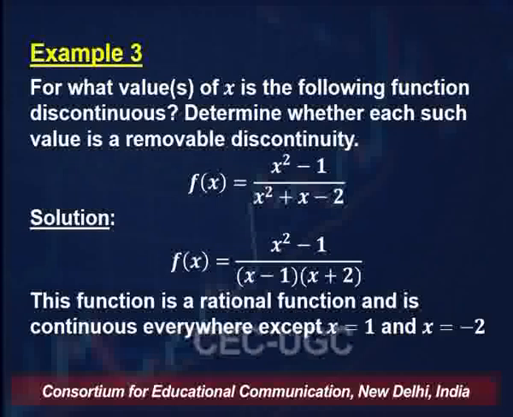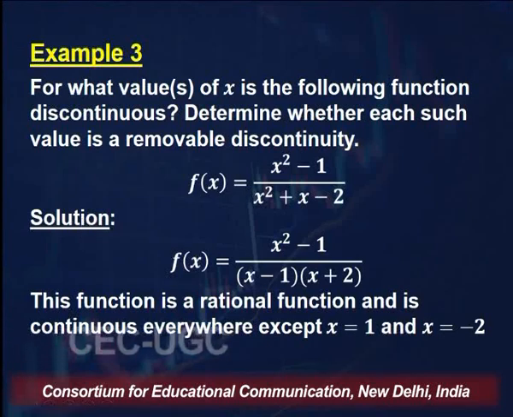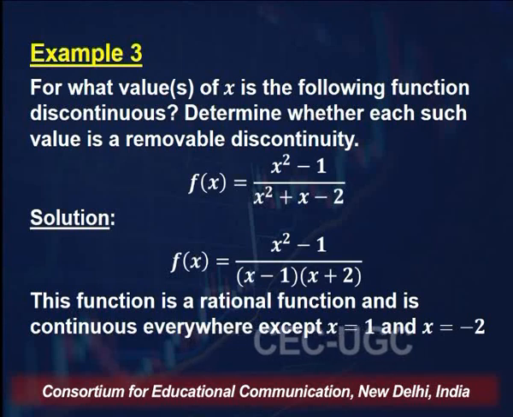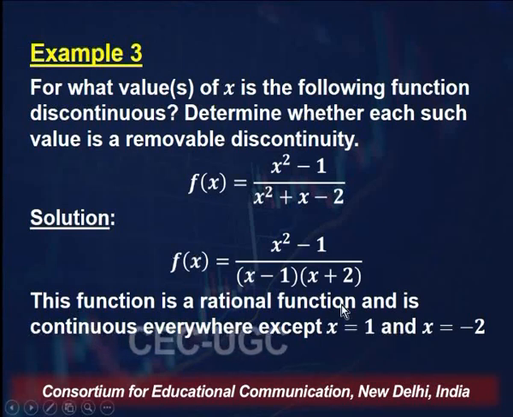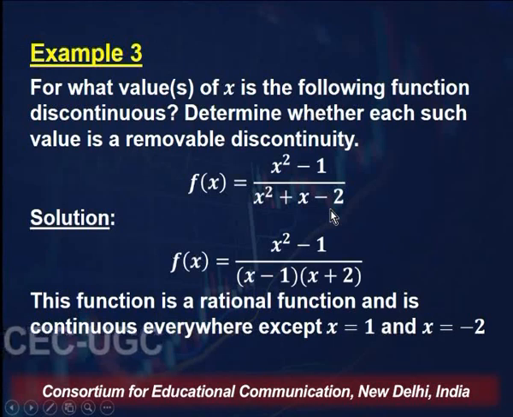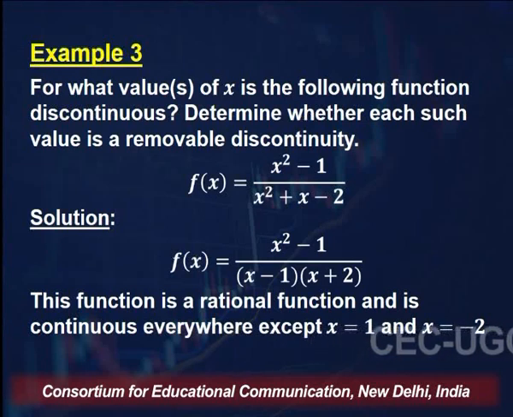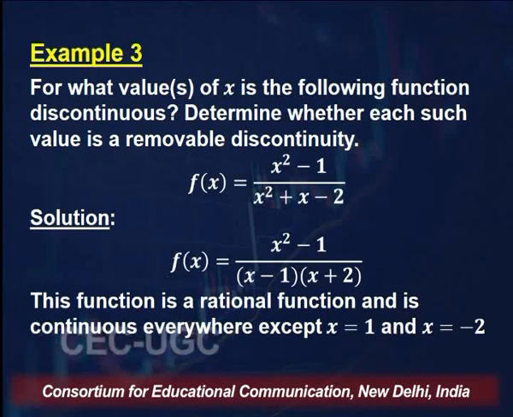Right, so let's work on this problem, and this is an interesting problem because it brings in our properties and it also helps you work through your concepts of removable versus irremovable discontinuities. Let's look at the function first. Here you have the function f of x equal to x squared minus 1 divided by x squared plus x minus 2, and clearly this is a rational function. You have a polynomial divided by a polynomial. The question asks for what value or values of x this function is discontinuous.